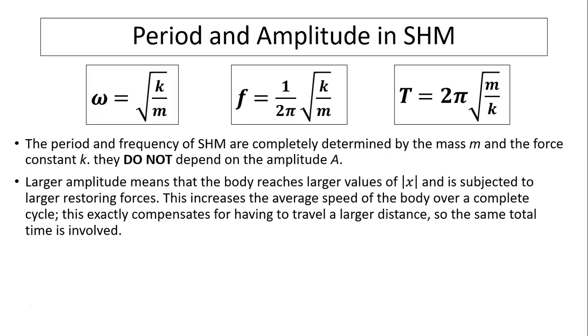A bigger amplitude means the body reaches higher values of x and is subjected to larger restoring force. Again, this larger restoring force corresponds to a greater speed. So this exactly compensates for having to travel a larger distance. You have a larger distance when you have a larger speed, so the time remains the same. That's why the period does not depend on the amplitude.